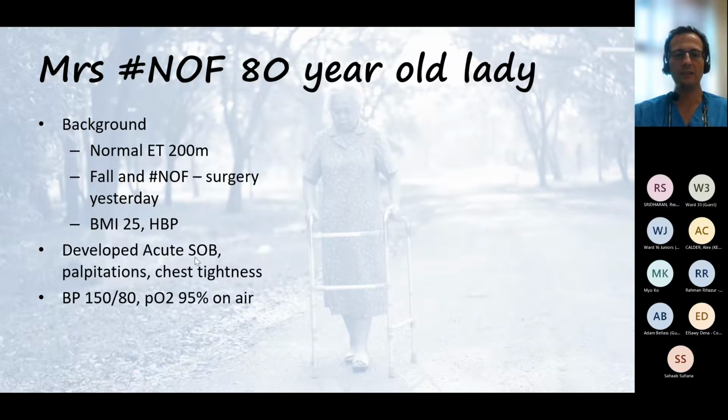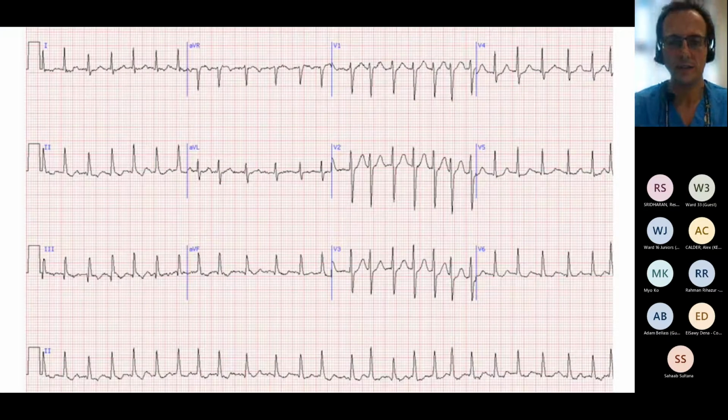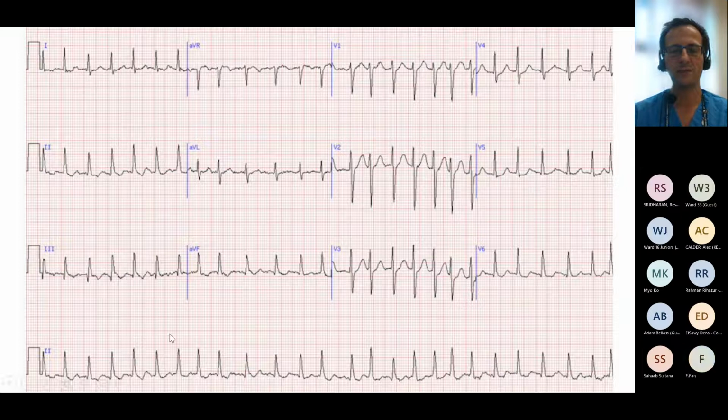She's developed acute shortness of breath and palpitations and chest tightness, and has a blood pressure of 150 over 80, SATs 95% on air, and this is her 12-lead ECG. And I hope that you all agree with me that this ECG shows fast atrial fibrillation. So we've got an irregular rhythm, and it's tachycardia. So she's in fast atrial fibrillation.